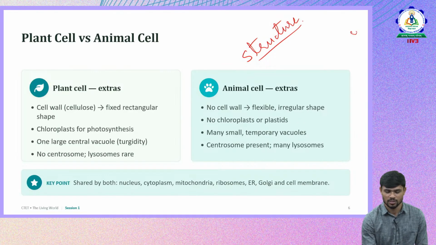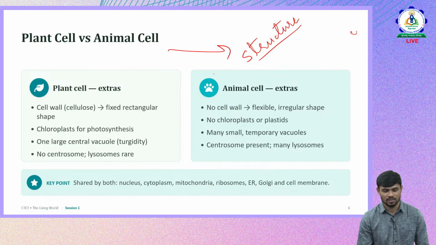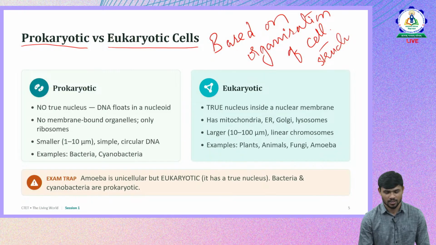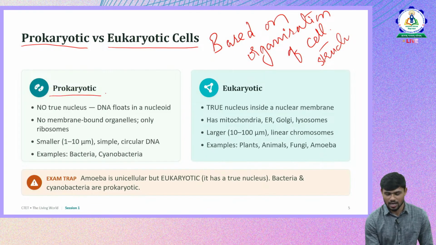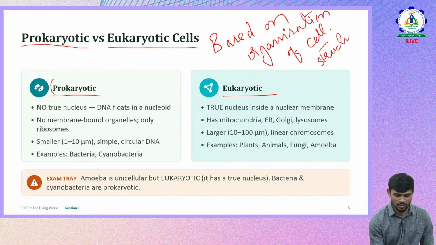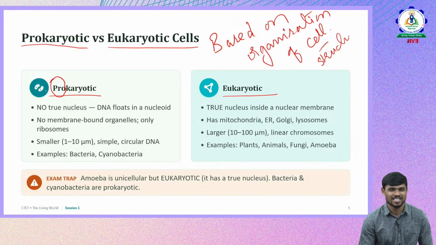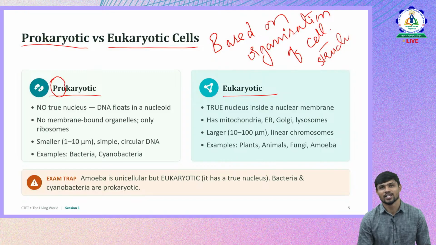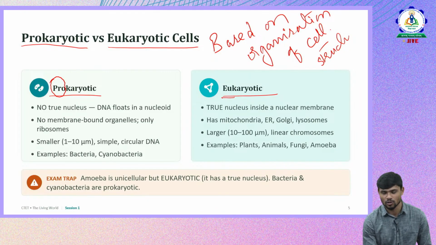Okay, based on structure: prokaryotic cell and eukaryotic cell. Remember the word part "pro". Pro means simple cell, and "eu" means it is a complex cell. So what is the difference between these two?